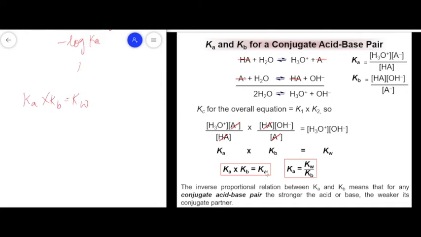What this relationship is telling you is that Ka and Kb are inversely proportional for a conjugate acid-base pair. So if an acid is a strong acid, its conjugate base is always going to be a weaker base. If HA is a very strong acid, its base is going to be a weaker base. So in comparison, both of these would always be inversely proportional to each other.